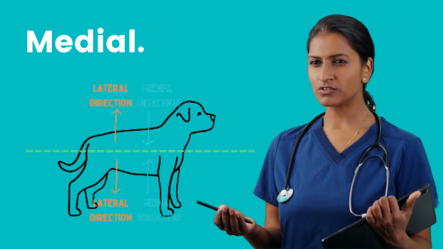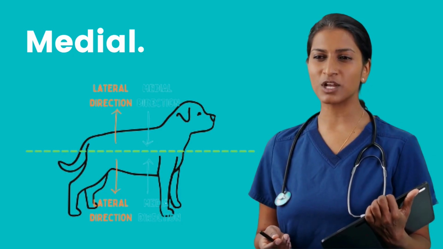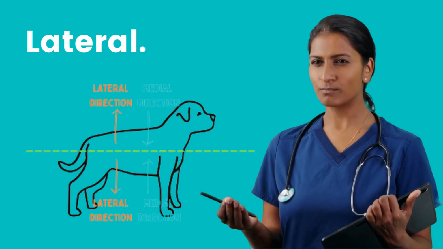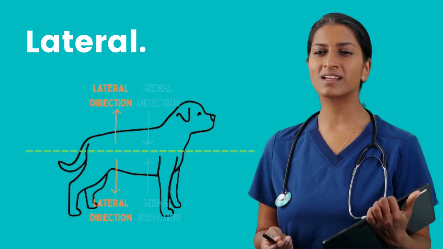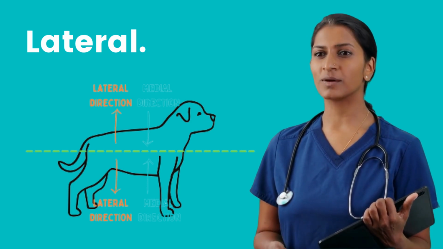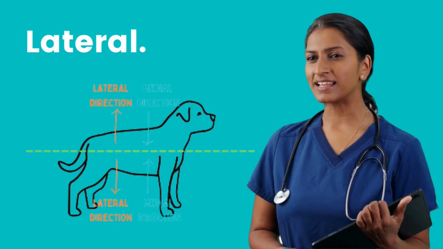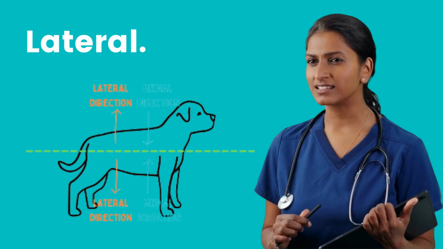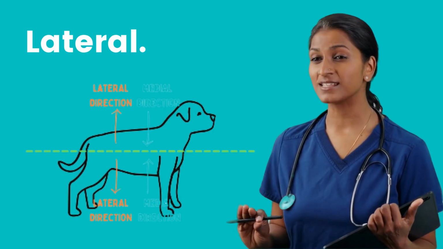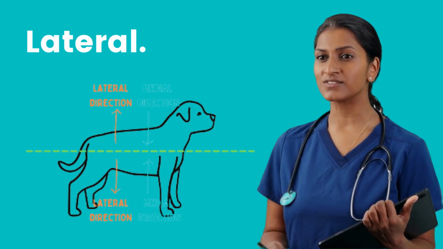Medial means closer to the midline or towards the midline. For example, the lungs are medial to the ribs. Lateral means further from the midline or away from the midline. For example, the hips are lateral to the bladder. Lateral recumbency means that the patient is lying on their side. Right lateral recumbency means that the patient is lying on their right side, and left lateral recumbency means that the patient is lying on their left side.